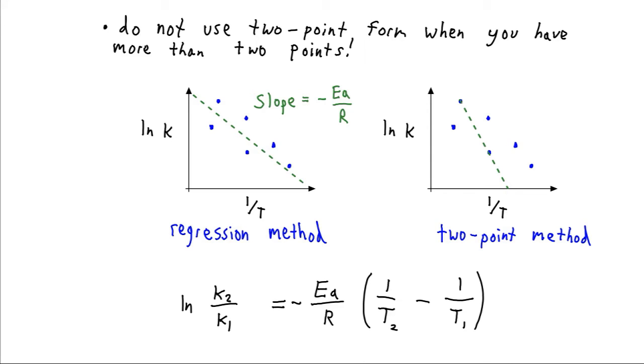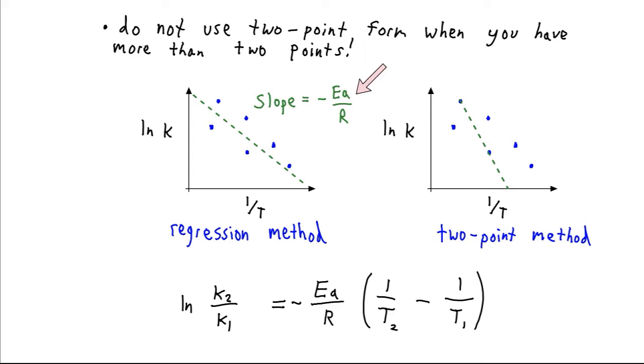Now the problem with that is that what you are doing is you're essentially selecting arbitrarily 2 points of this data set and figuring out Ea from those points. Now the proper way to figure out what the activation energy should be is to go ahead and plot all the points and do the linear regression to get this line, which averages them all out.